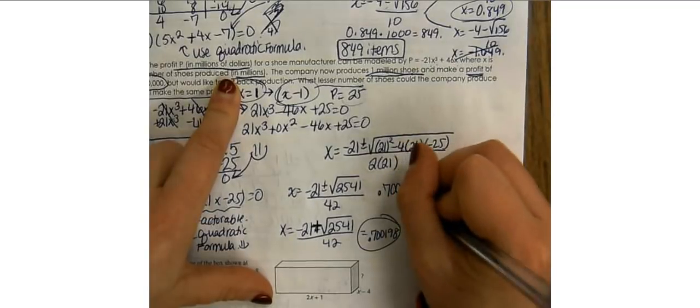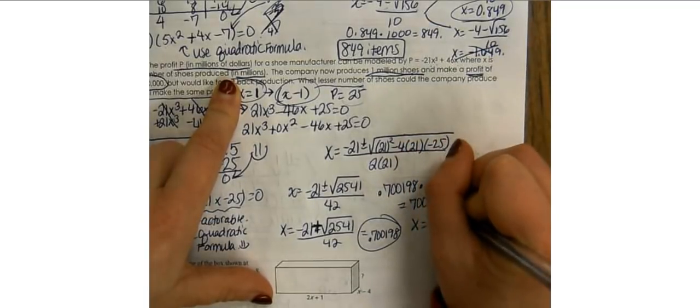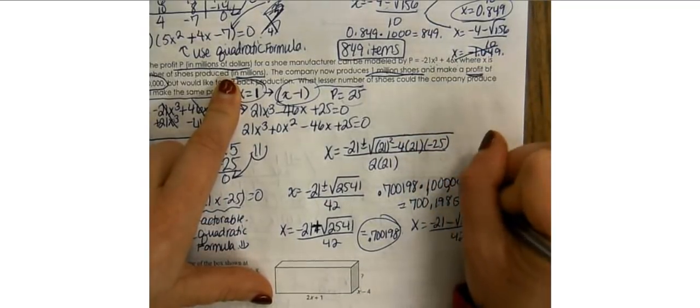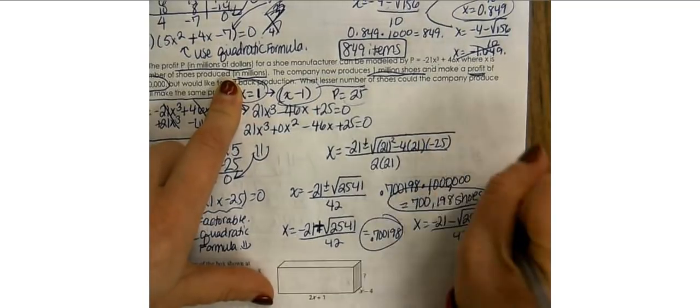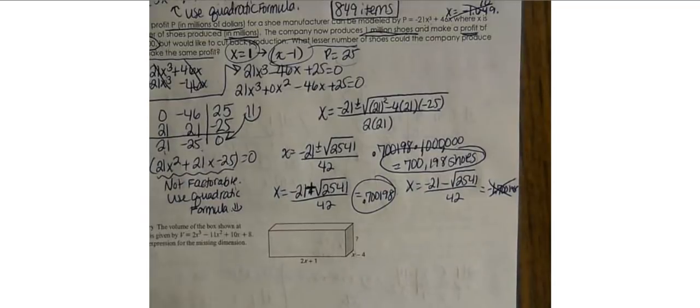And when you do that, you find your answer is going to be 700,198 shoes. So if the company produces 700,198 pairs of shoes, then they'll make the same exact amount of profit as they would have if they had made 1,000,000 shoes.